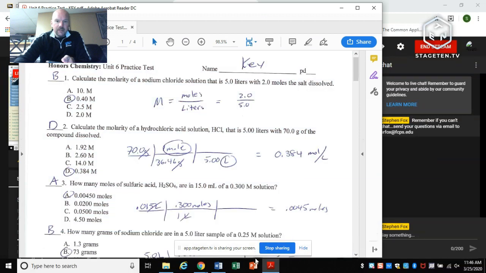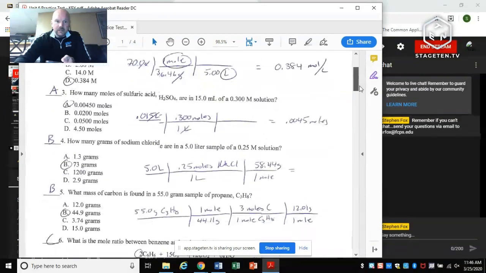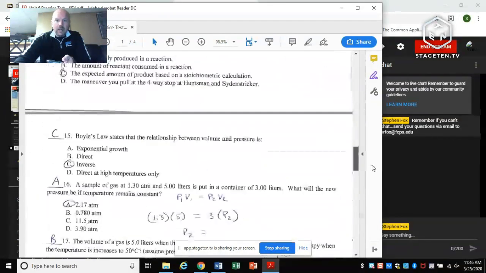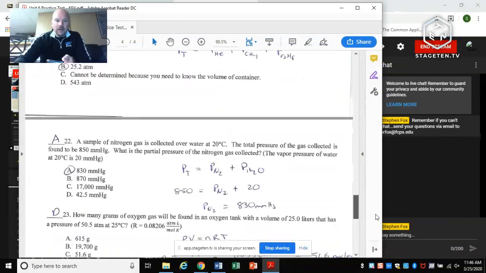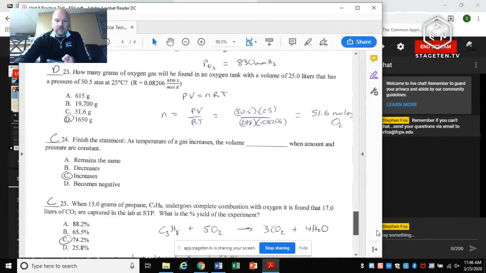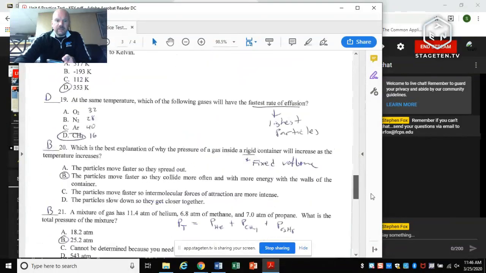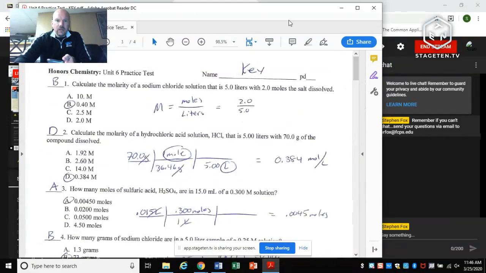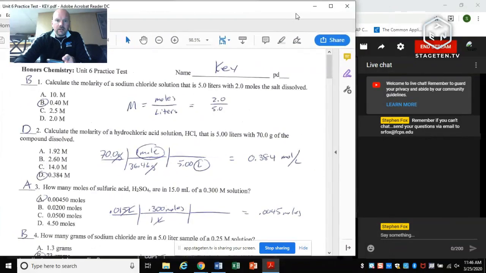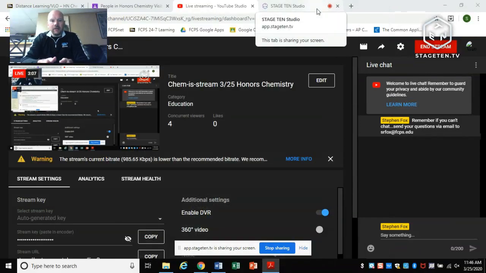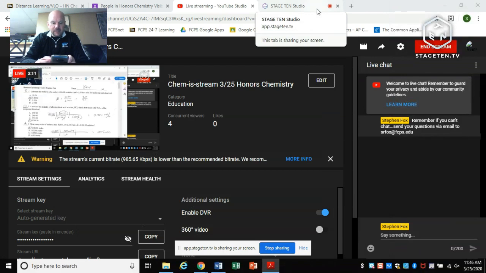But I posted the key. If you haven't yet checked out the key, then you might want to do that. I want to go over any questions you have. I think most of it was pretty self-explanatory, but if you have questions or any ones you want more of an explanation on, please ask either in the chat or send me an email, and we will go over any questions on that practice test.